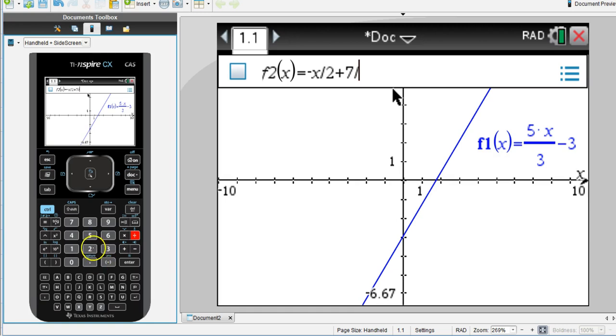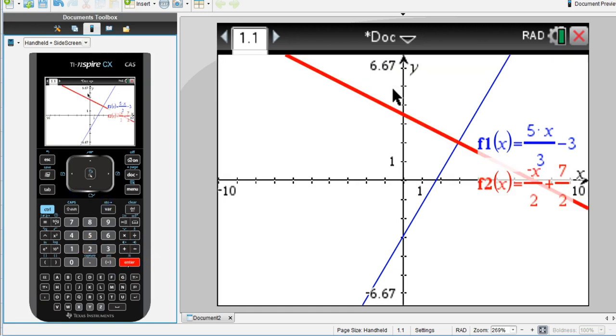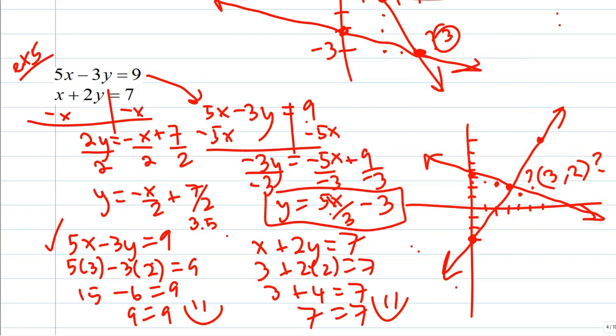But the technology will go, I got no problem. Put the y-intercept at 3 halves. Go down 1 over 2, down 1 over 2, down 1 over 2. And look, do these lines cross? Well, they cross at (3, 2). But this is limited. Like I said, this is not going to be our only method. If we're stuck with graphing, graphing's going to fail us because sometimes the y-intercepts aren't nice. Sometimes the solutions are not even whole numbers. This solution could be a decimal. So graphing has its limitations.